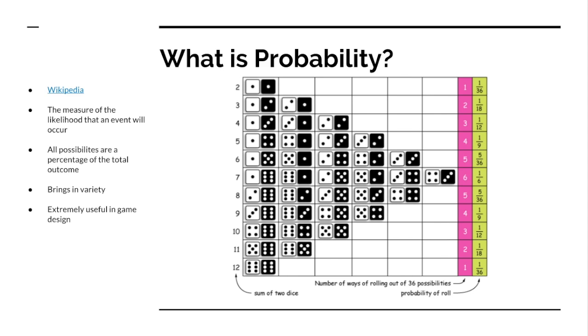So this is just an example of just having two six-sided dice, right? If something in the game happens when there's a 7 that's rolled, there's a 1 in 6 chance that they're going to roll a 7.